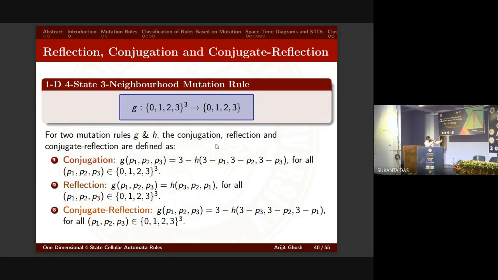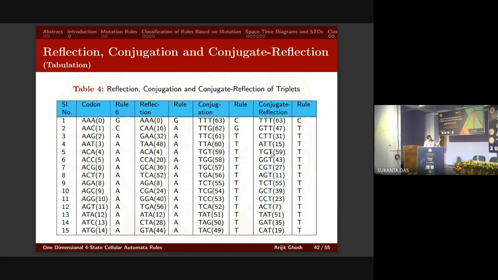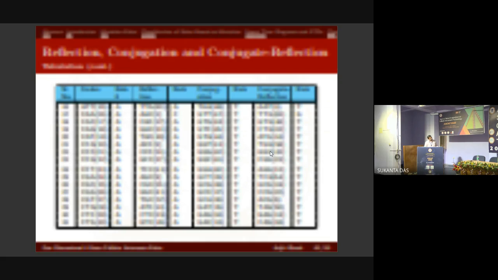For example, take mutation rule 6. The reflection rule is given by this number, the conjugate rule is given by such a huge decimal number, and the conjugate reflection is again given by this decimal number. We can study this from this lookup table, where these are the codons and that is rule 6. It is actually a mutation rule of length 64. So by the calculation, the reflection rule is given by that one, the conjugate rule is given by that one, and the conjugate reflection is given by the last rule. This DNA sequence is of length 64.